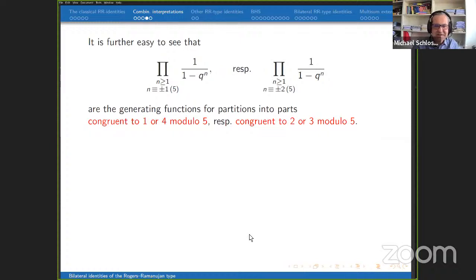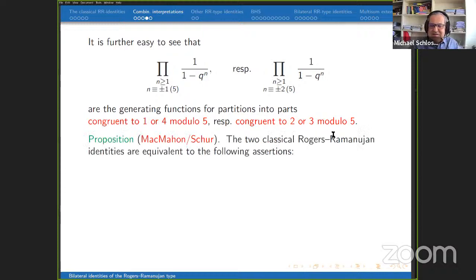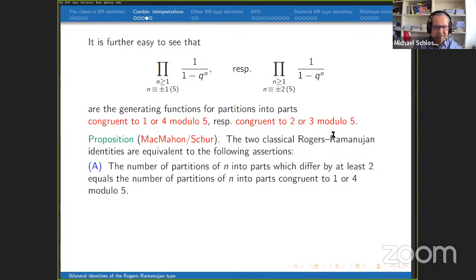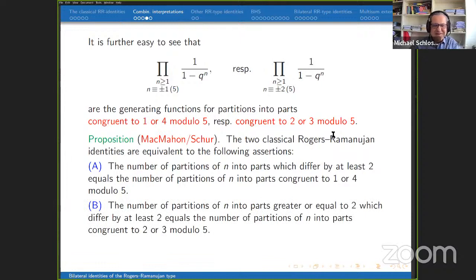And the right-hand side is even easier. You have the generating function of partitions where the parts are congruent to 1 or 4 mod 5, or congruent to 2 or 3 mod 5. If you have seen this before, then you will recognize it. If you have not seen it before, then my explanations here are anyway much too quick.